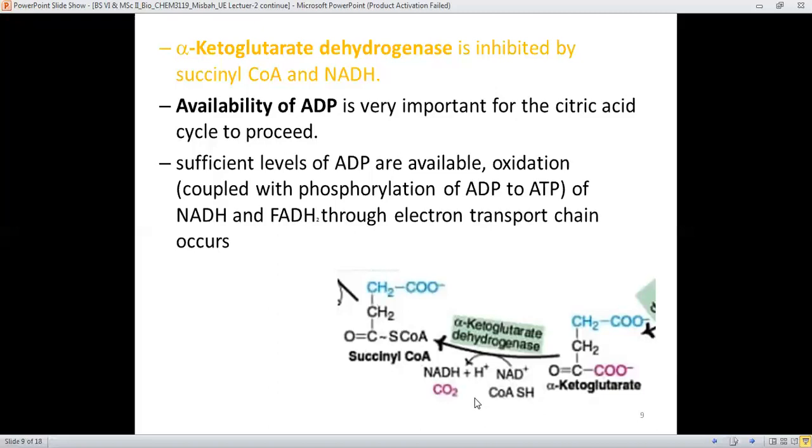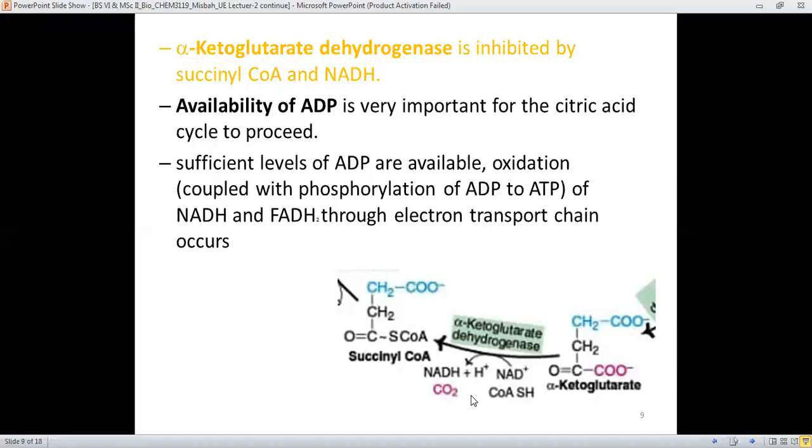and definitely the production of large amounts of NADH through multiple cycles, because this cycle is not from one acetyl CoA. There are hundreds of thousands of acetyl CoA which are present, and this cycle goes on for unlimited time. And the availability of ADP is very important for the citric acid cycle, because we have also discussed that the ADP is produced from the oxidation of the reduced forms of NAD and FAD.